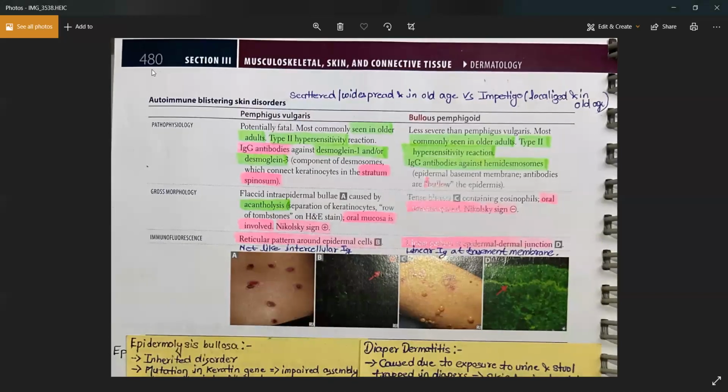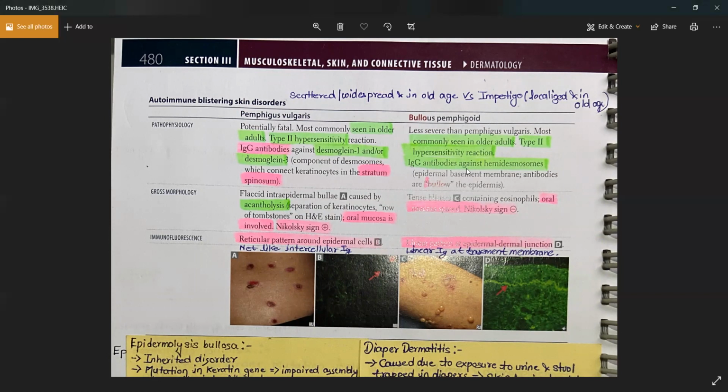Then comes the autoimmune conditions. You have two autoimmune conditions. One is pemphigus vulgaris and the second is bullous pemphigoid. Both of these conditions are found only in old age patients. So it is always going to be old age patients who have these conditions. In pemphigus vulgaris, you have antibodies against the desmosomes. In bullous pemphigoid, you have antibodies against the hemidesmosomes.